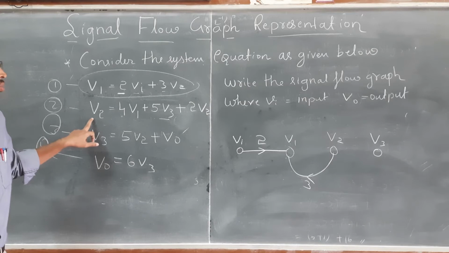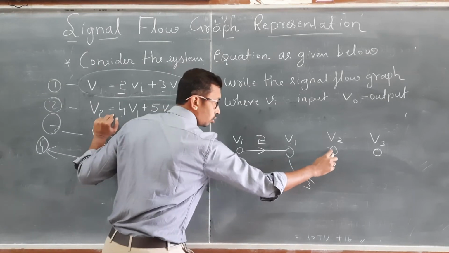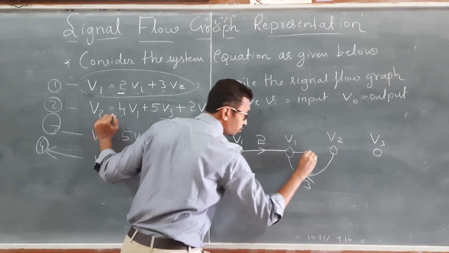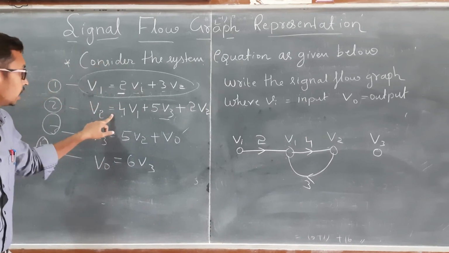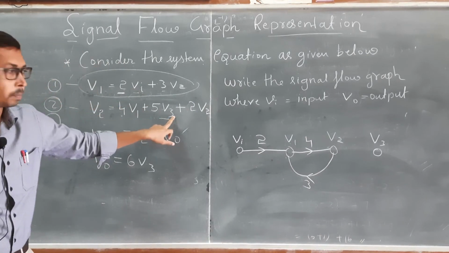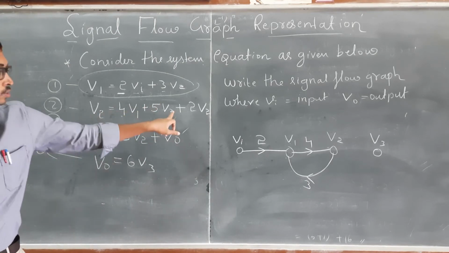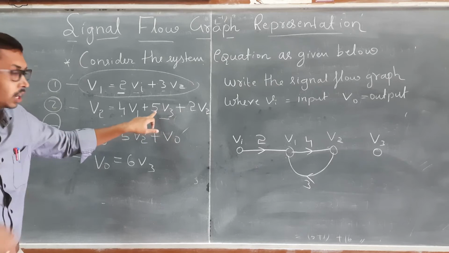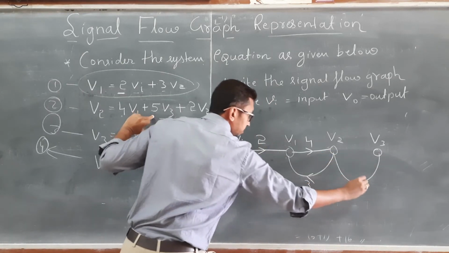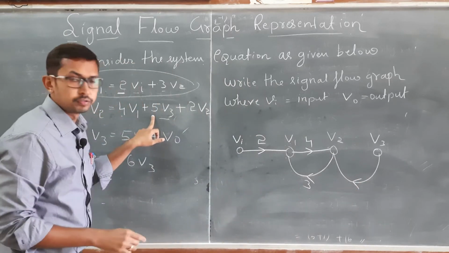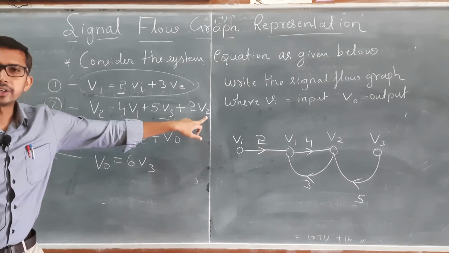V2 is equal to 4V1. So V2 is getting the signal from V1 with a constant of how much? 4. Next, 5V3 plus 5V3. So V2 is getting the signal from which one? V3 with a constant of how much? 5. I am going to represent it like this. So this is with the 5. Next, plus 2V2.